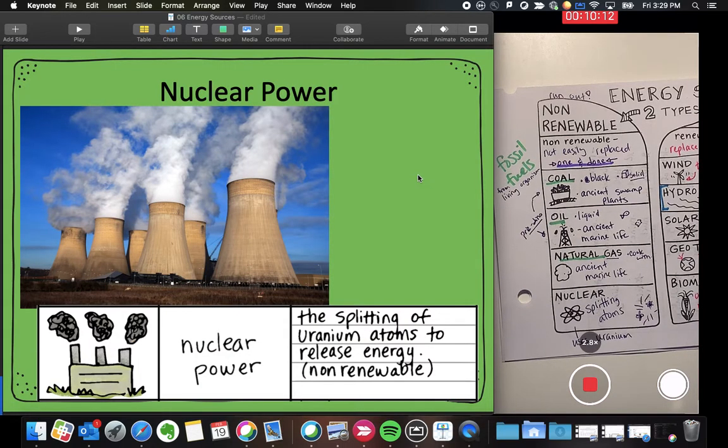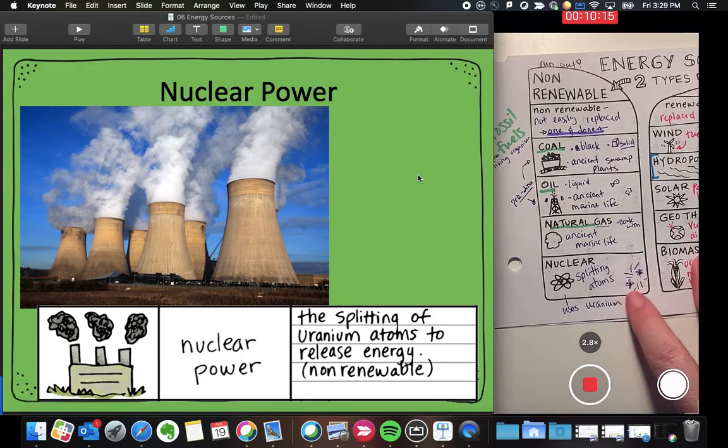And then we get our nuclear power. Our nuclear power comes from uranium and plutonium products that are split. So they take uranium and plutonium atoms, they split them, and get that big explosion.